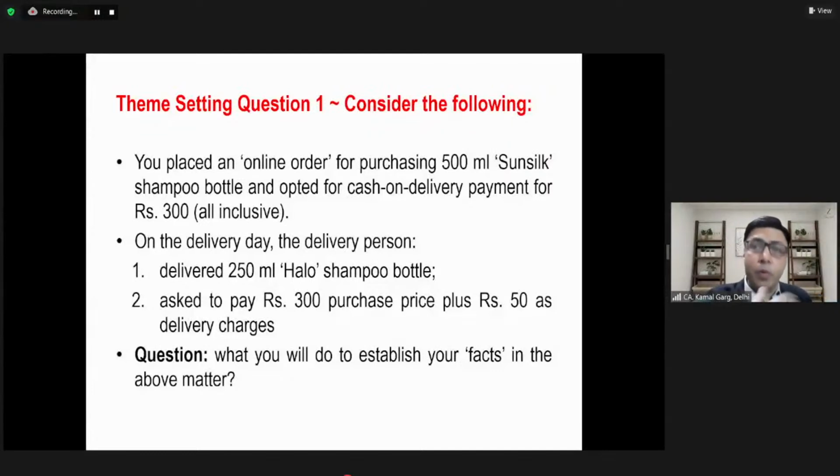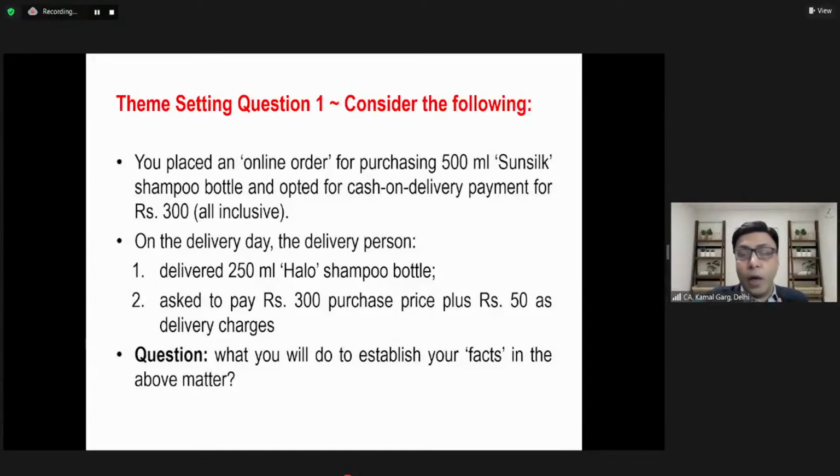Then you would be able to prove this thing by virtue of a written chunk. That written chunk is known as documentation. I'm not using the word audit. I will use the word audit documentation at a later stage. But for the time being, you must understand the theme. The theme is documentation. So that whole chunk which you produce before the delivery person is known as documentation.